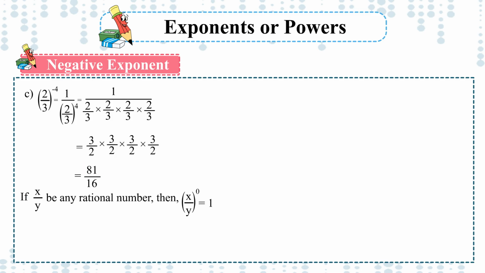If x upon y is any rational number, then (x/y) raised to the power 0 is equal to 1. Examples: a. 5 raised to the power 0 is equal to 1. b. (3/4) raised to the power 0 is equal to 1.